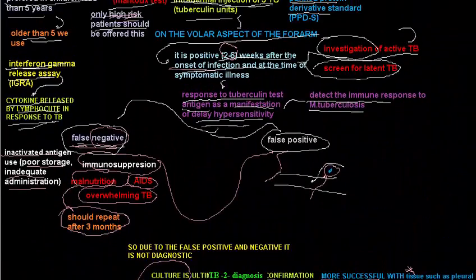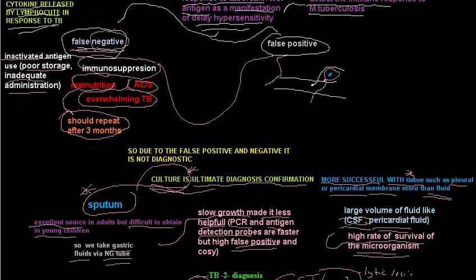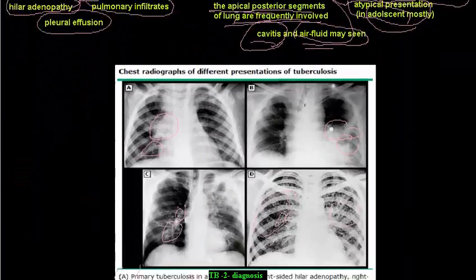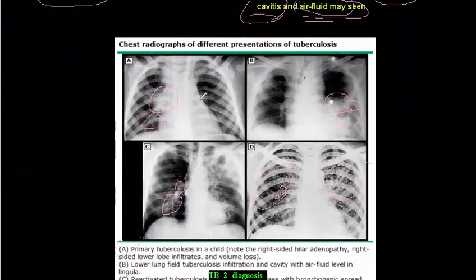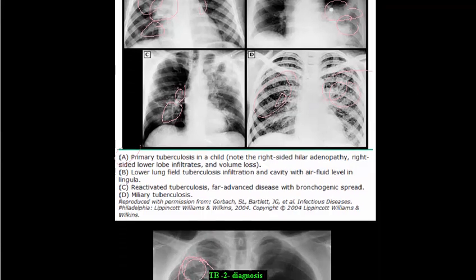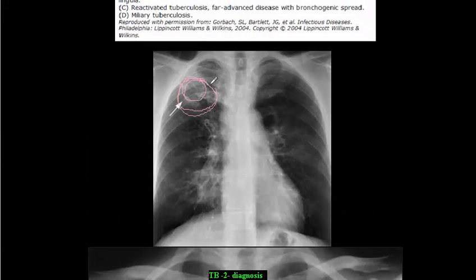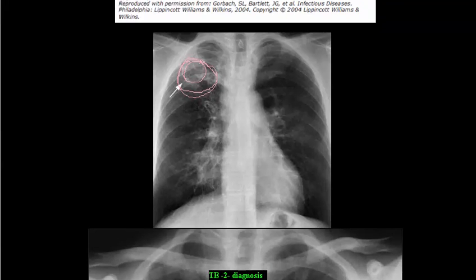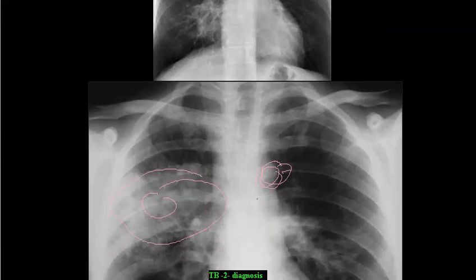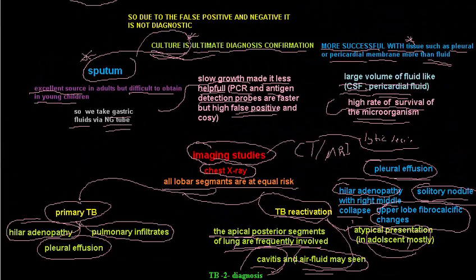Tuberculin skin test, the culture is the diagnostic, okay, and the PCR and other examinations. The imaging studies: the miliary TB, hilar lymphadenopathy, the lobe infiltration, the cavitation, the miliary I told you, okay, and the pleural effusion. The upper posterior lobe is frequently affected in reactivated TB, okay, and the CT and MRI for bone and for brain.